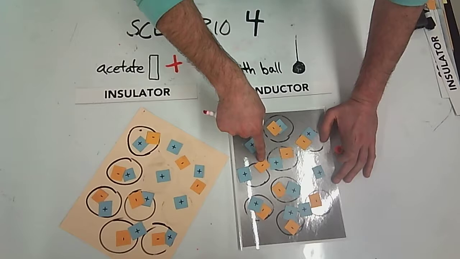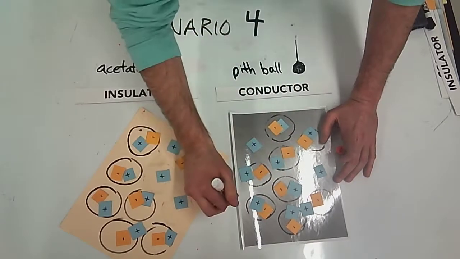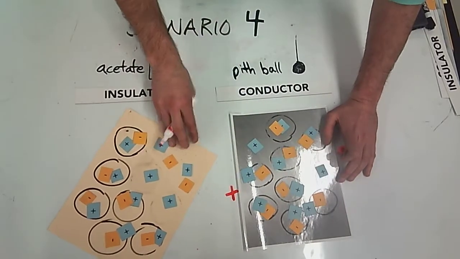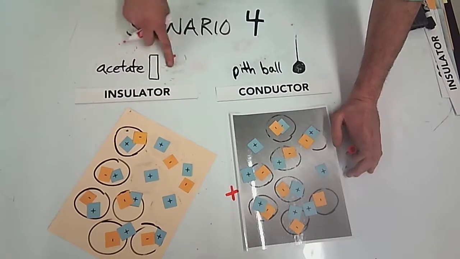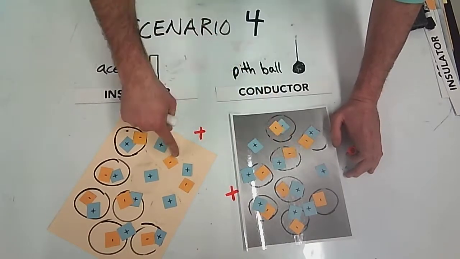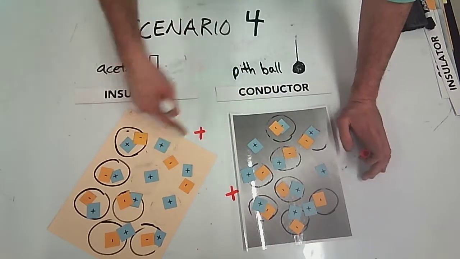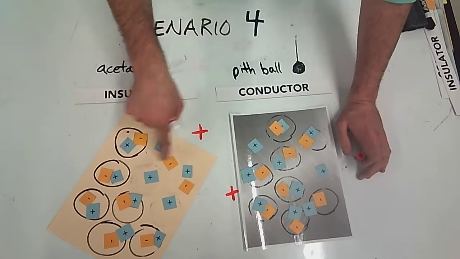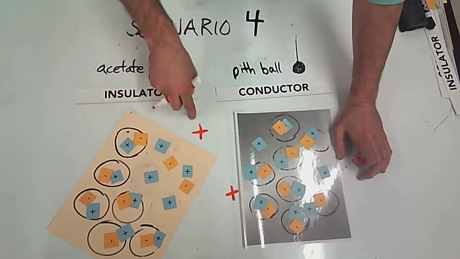Right? There are less electrons on this object compared to protons. Right? And my acetate insulator is positive still. So even though electrons move over, right, it's less positive than it was before, but it still has less electrons compared to protons. It's also positive.